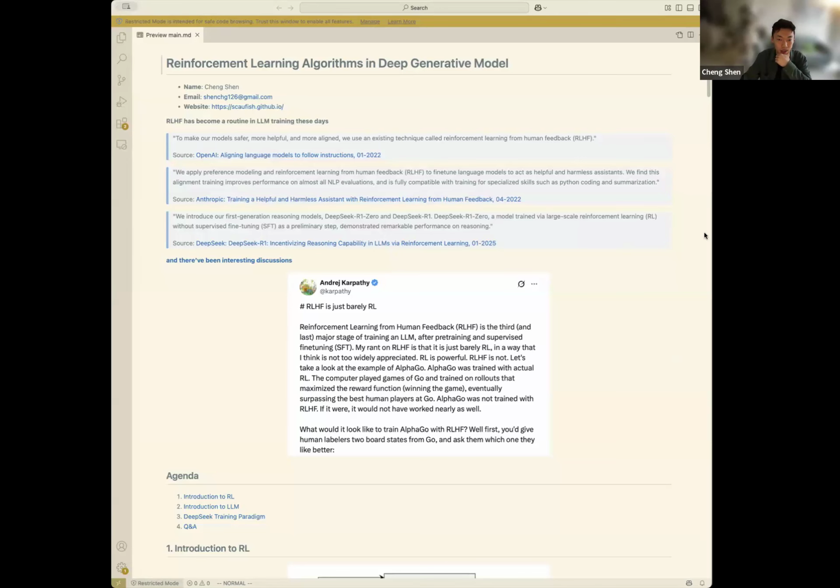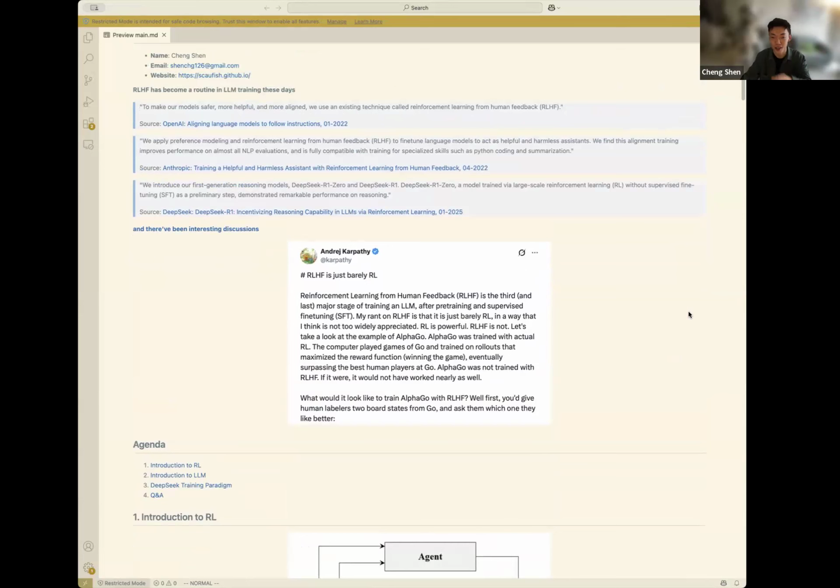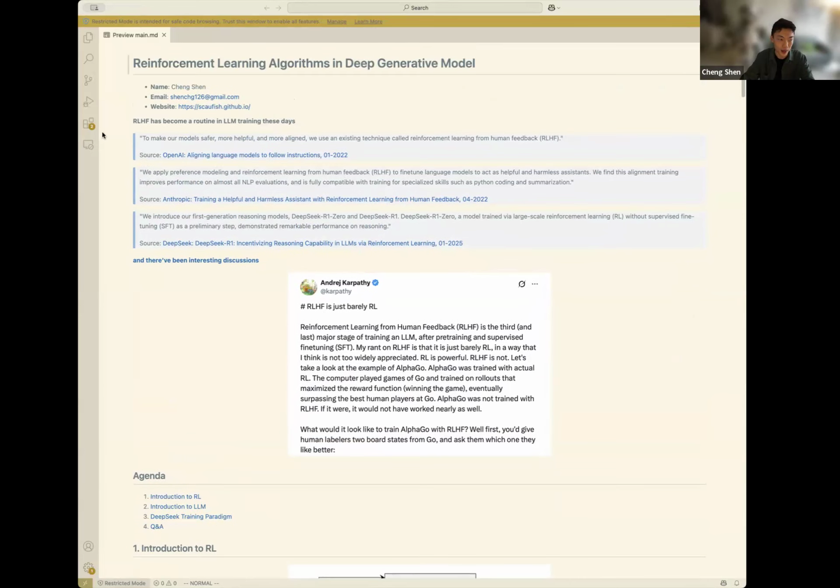So I had this note. I'll share this afterwards as well, because I find it easier to put down all the formulas and the graphs. In this session, I'll focus on large language models. RLHF, or reinforcement learning with human feedback, has really become routine in large language model training. For example, OpenAI in 2022 and also Anthropic have been applying RLHF in their large language model training to improve the response quality, and also to align the model in terms of safety or integrity.